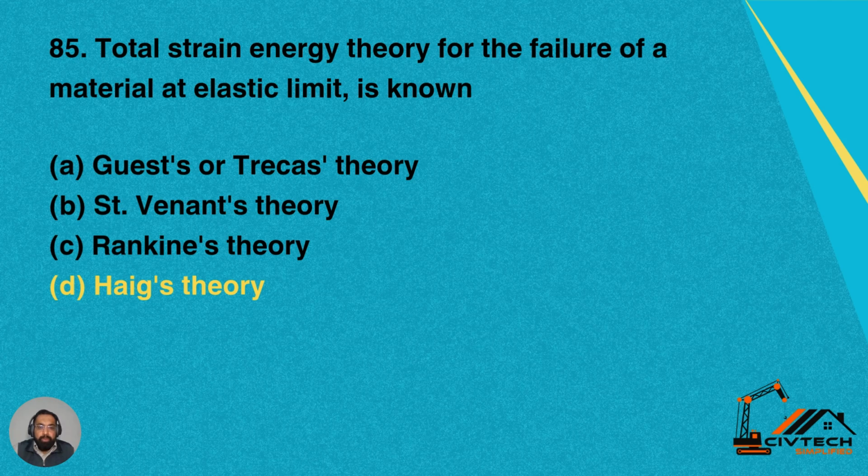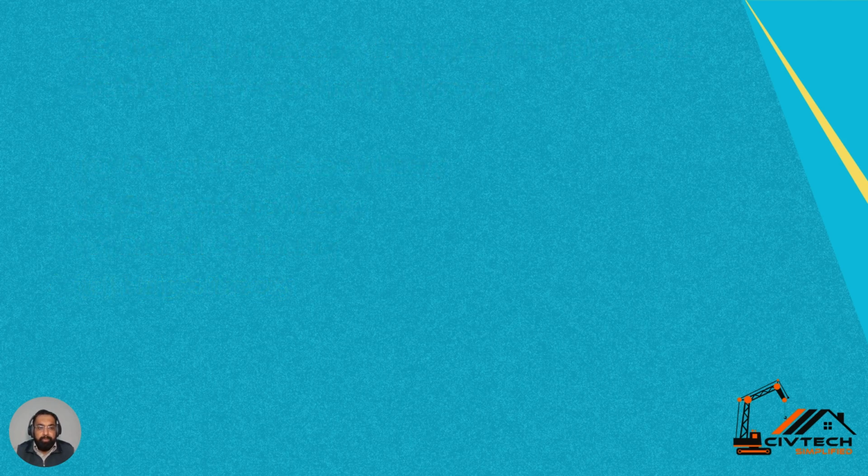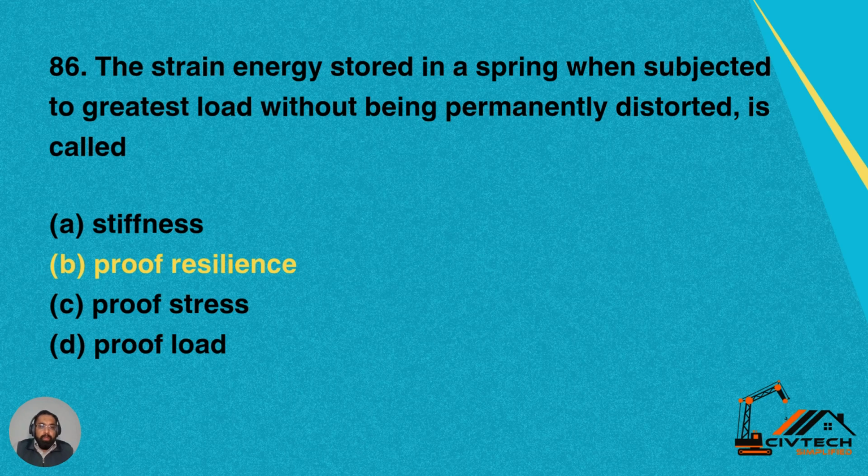Question 85. Total strain energy theory for the failure of a material at elastic limit is known as option A, Gusset's or Trusses theory, option B, Saint-Venant theory, option C, Rankine's theory, option D, Haigh's theory. So D is the correct option, it's Haigh's theory.